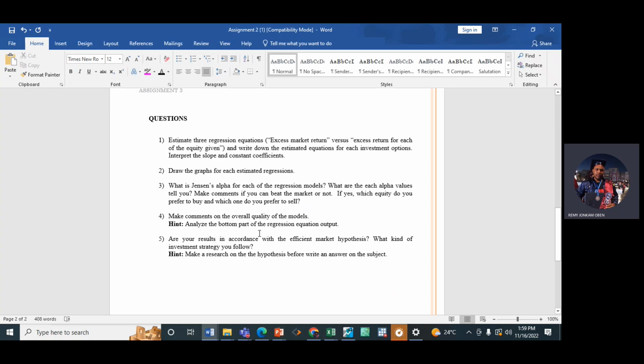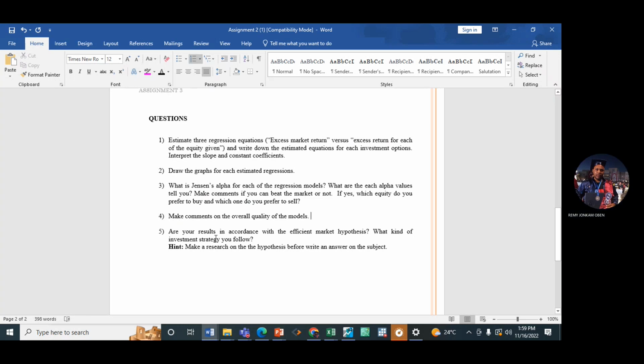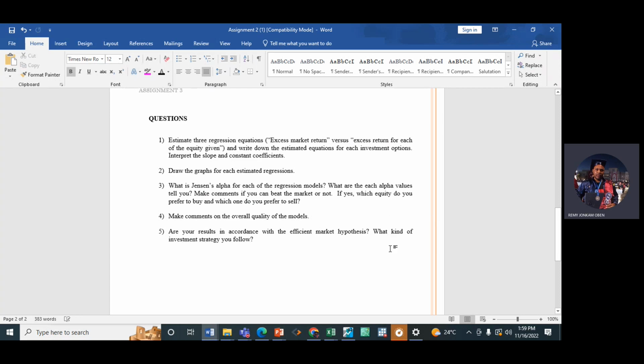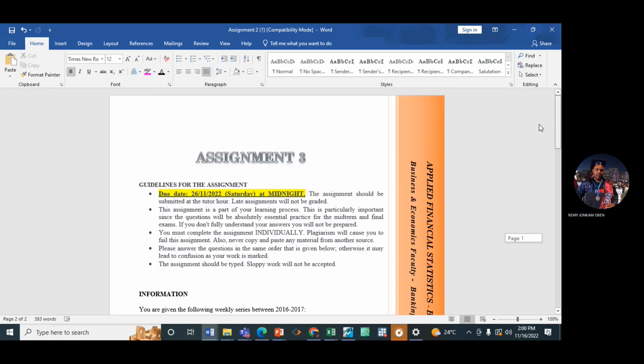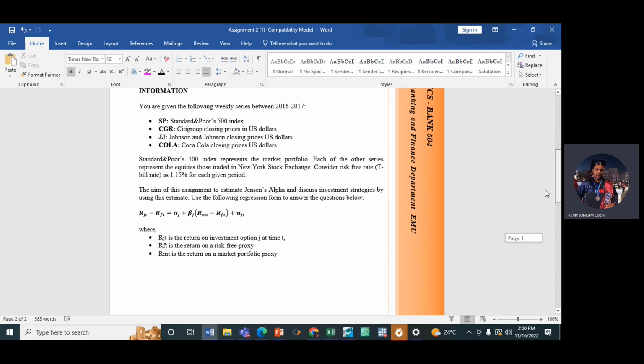Make comments on the overall quality of the models. Okay, I'll tell you something about that. I should remove the hints. I want to make your life difficult, so you don't need hints. Are your results in accordance with the efficient market hypothesis? I've told you how to check that. You don't need any hints. So just 5 questions you should answer. Okay, so I will send the assignment in the group.